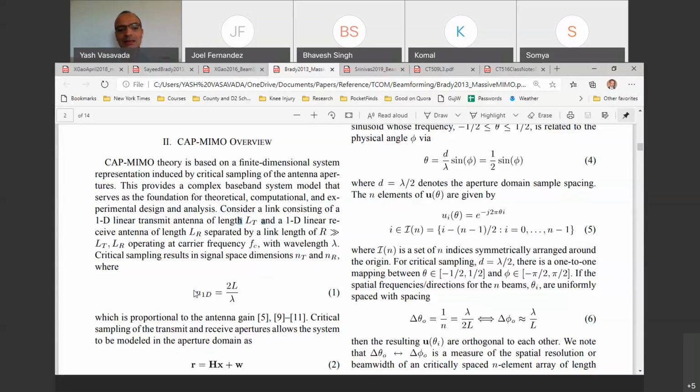They are saying that if the waveform that is incoming is a narrowband waveform with some wavelength lambda, then although I'm having just one antenna, it is as if I had a uniform linear array with this many elements. And that is what they're calling this critical sampling requirement. Now, this equation 1 should remind you of something.